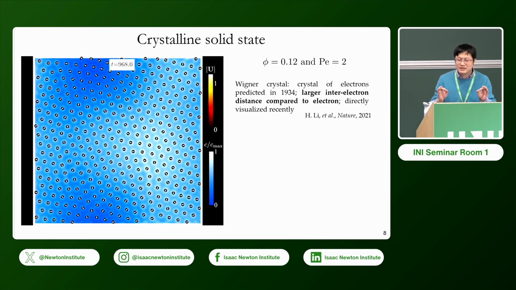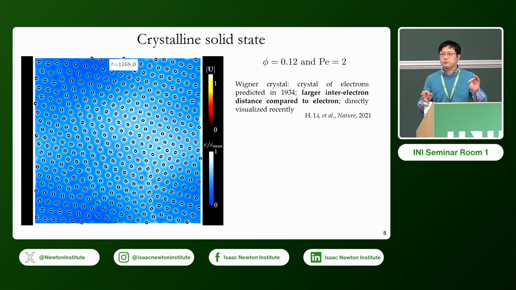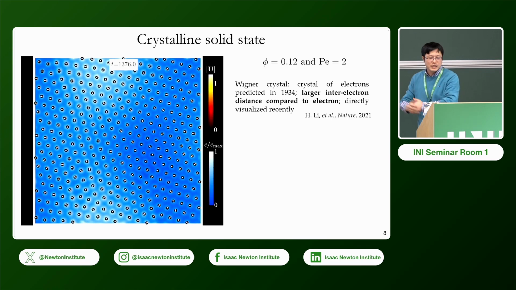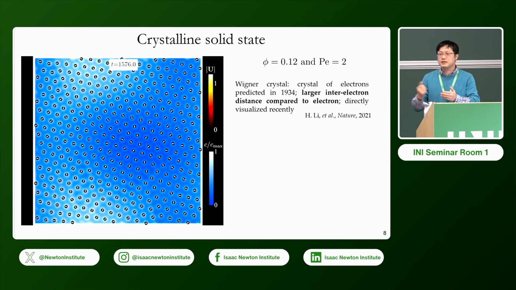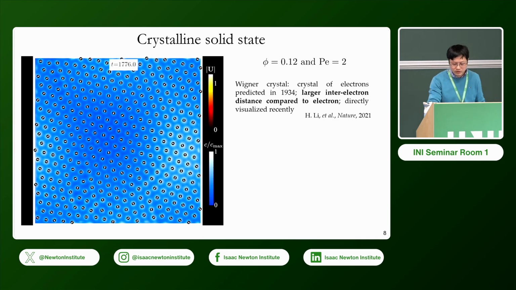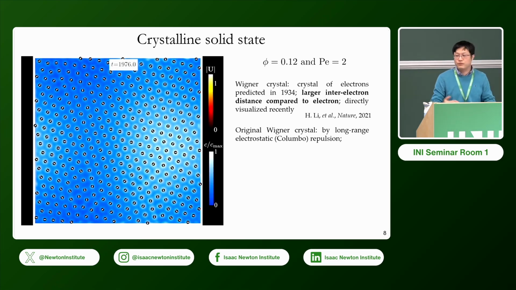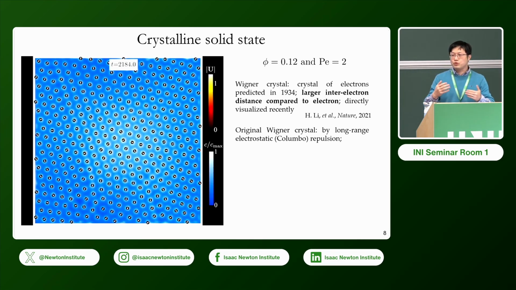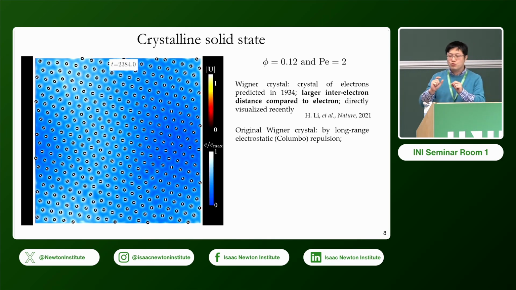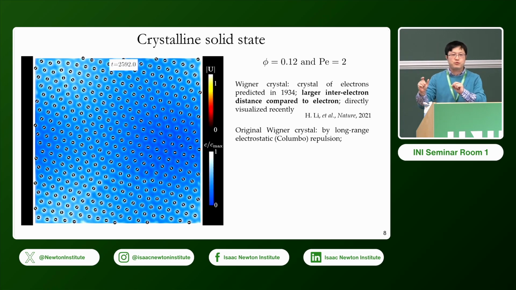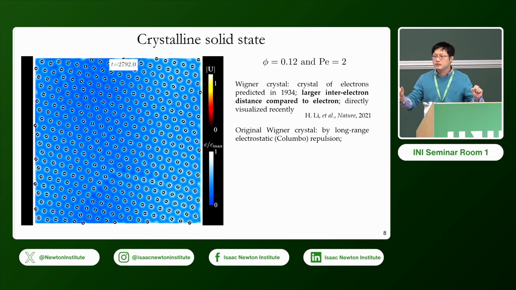He thinks that in this case, the feature is that the distance between every molecule should be much larger than the size of an electron. It has been recently visualized experimentally. So in the original case for the Wigner crystal, it is created because of long-range electrostatic or Coulomb repulsion between the electrons.